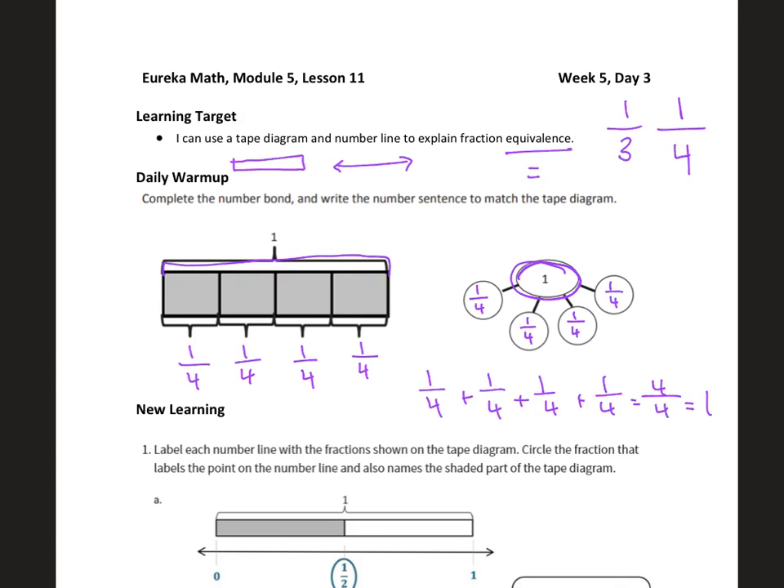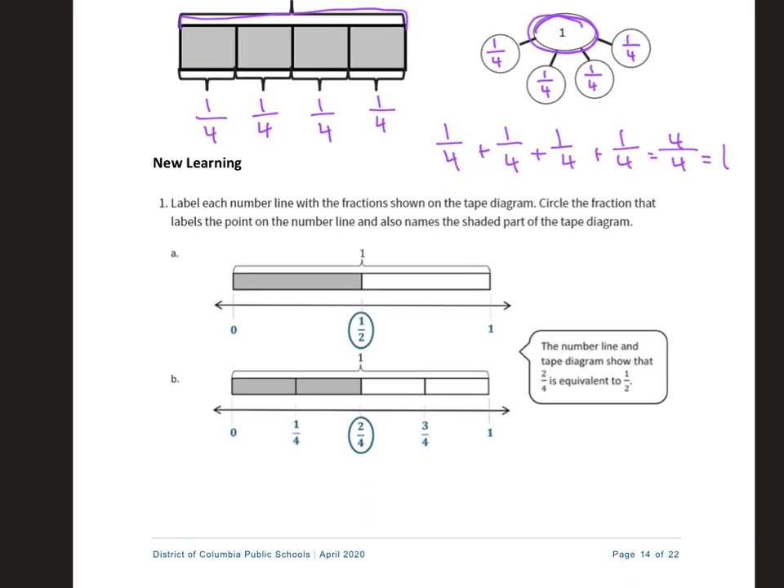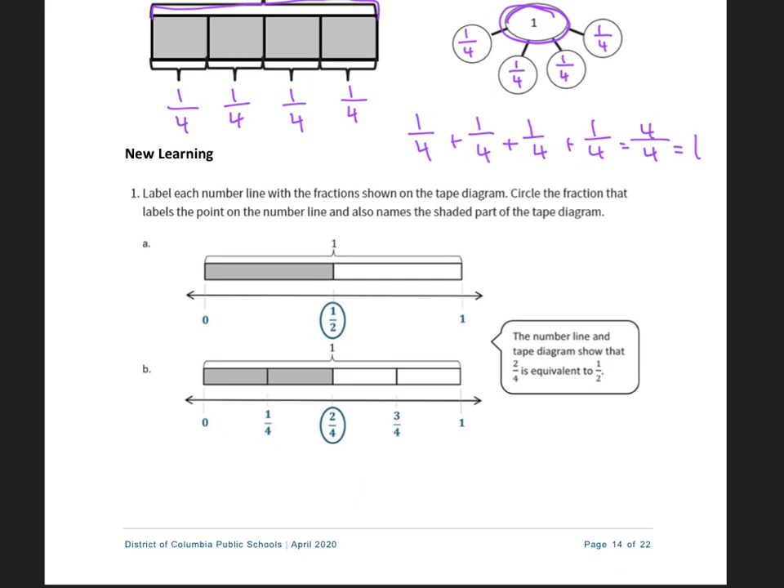Okay, moving down to the new learning. This is an example. So it has us label each number line with fractions that are shown on the tape diagram. Right, so here they showed 1/2, right? 1 unit is shaded in out of a total of 2 units, so 1/2. And then they also made the number line here and showed this as 1/2 on the number line.